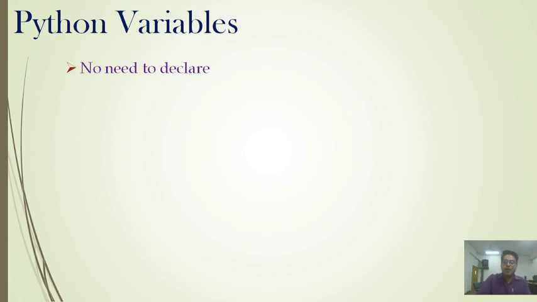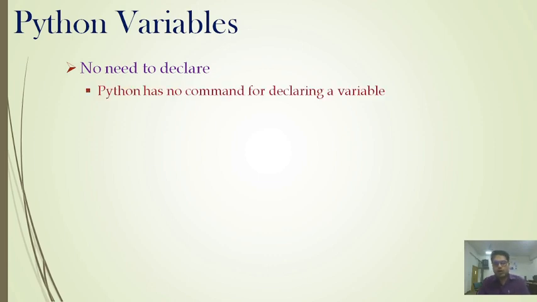When we are talking about Python programming, there is no need of declaring the variable. In C language, when we are creating a program, after the main function declaration we need some particular variables to store the data. There we have to declare variables based on their data types, like integers or float and all other ones. Here there is no need of declaring those variables. Python has no command for declaring a variable.